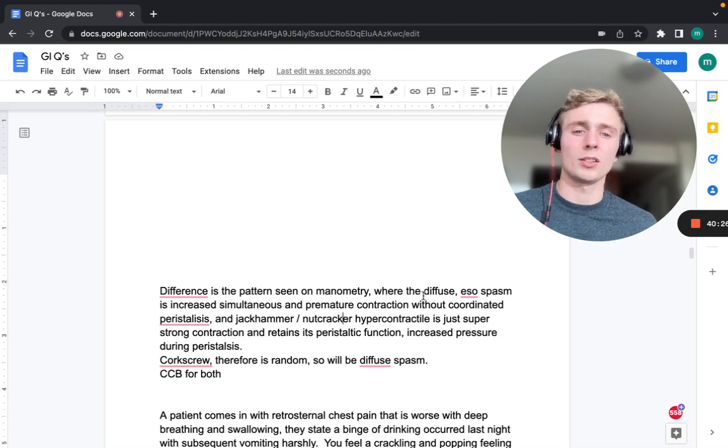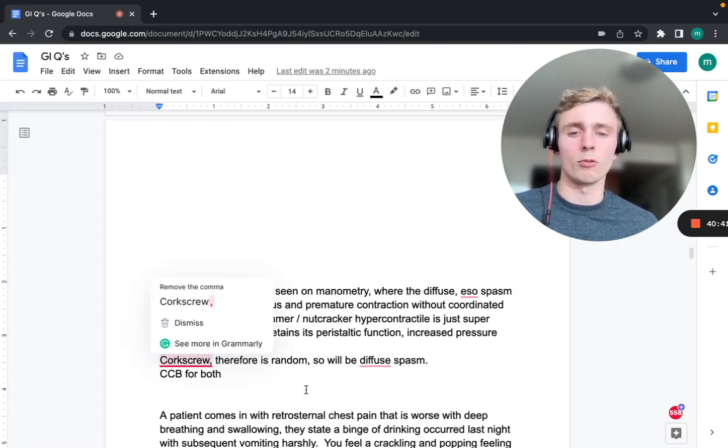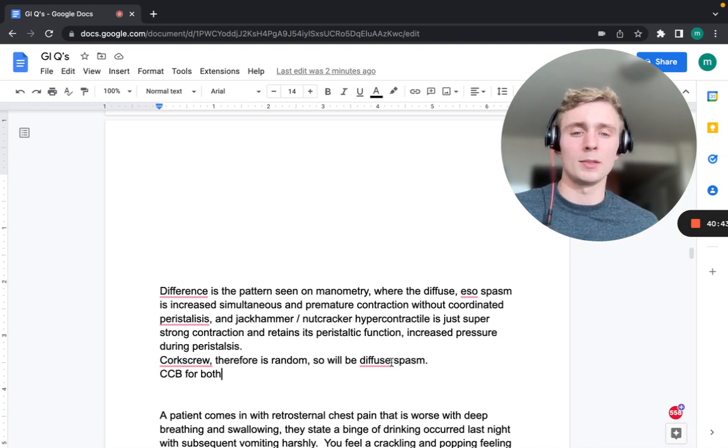So distal diffuse esophageal spasm is uncoordinated peristalsis all over the place, just spasming, whereas the other one is just hypercontractile and it pushes it down. So corkscrew, of course, would be random, so it would be the diffuse distal esophageal spasm. In that corkscrew pattern, it's just all over the place. And you want to do calcium channel blocker for both.